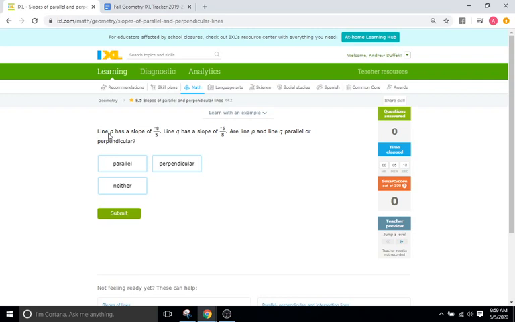So the question says here, line P has a slope of negative 8 over 5, and the other line Q has the slope of negative 5 over 8. Are they parallel or perpendicular or neither? Okay, so remember, parallel lines mean the slope is the same. So that means both slopes would be negative 8 over 5, which is not the case. Perpendicular means they would be opposite reciprocals. Opposite is referring to the sign, and reciprocal is referring to switching the numerator and denominator, or the top and the bottom of the fraction. So is this a positive 5 over 8? It is not. So they are not opposite reciprocals either, meaning it is neither.